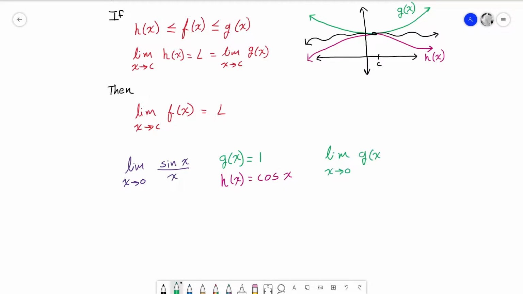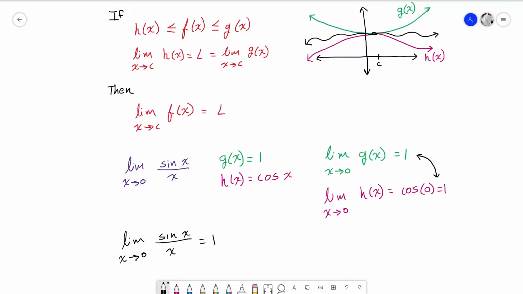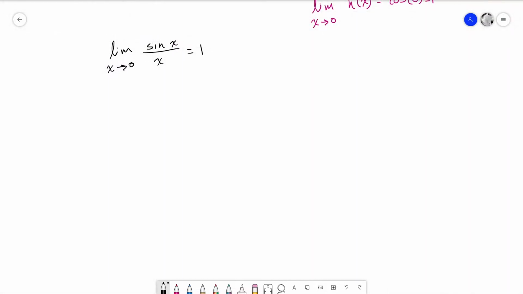Now, the limit as x approaches 0 of g of x is going to be 1, because the limit of a constant is always itself. The limit as x approaches 0 of h of x, we can actually do direct substitution there. So cosine of 0 gives me 1. Notice that those limits are equal to each other. So I can say that the limit as x approaches 0 of sine of x over x is also going to equal 1. And what the squeeze theorem allows us to do is find the limit of three special limits.